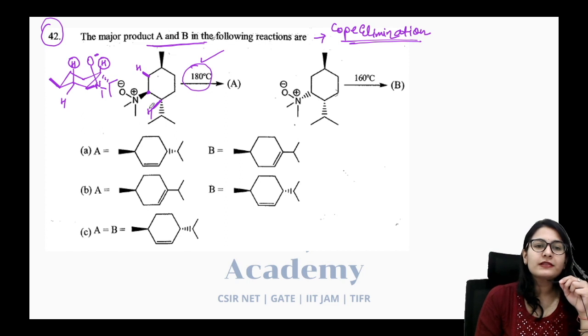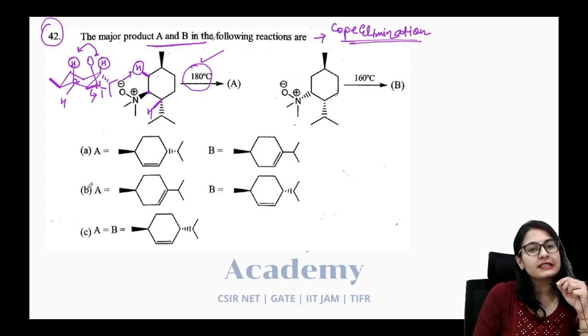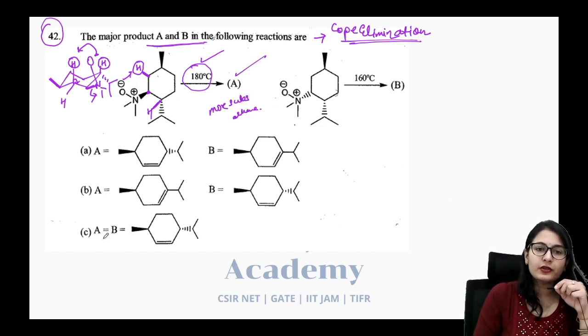Okay, so which is the more stable product? The hydrogen over here, if it is eliminated. All right, so O minus, if it is eliminating this proton from this side, then it is going to form the Saytzeff alkene, the more substituted alkene. Okay, and that is going to be the major product over here. In option number A, you are getting the major product like this.